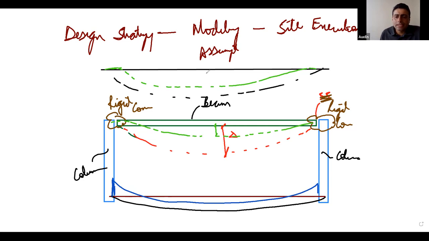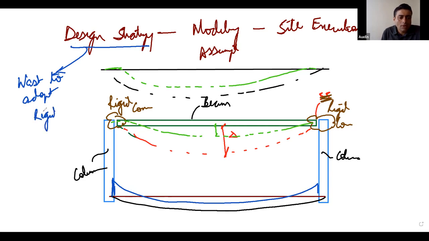Okay. So this was my design strategy. What was my design strategy? My design strategy was to adopt a rigid connection. Why did we have to adopt a rigid connection? To control the deflection. So this was my design strategy.